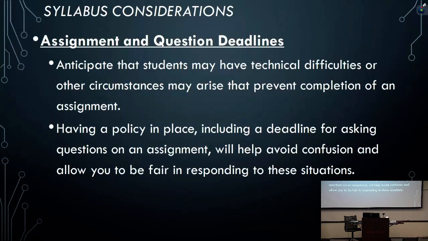So one of these is, of course, assignment and question deadlines. You'll want to anticipate that students may have technical difficulties or other circumstances that prevent completion of the assignment. So you might need to draw the distinction between the student that has waited until the very end, emailed you at 11:59 when the assignment is due, either that morning or at midnight, and says, oh, my computer is dying, I'm emailing you from my phone, can I have an extension?